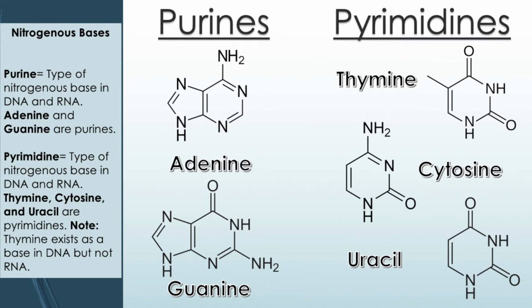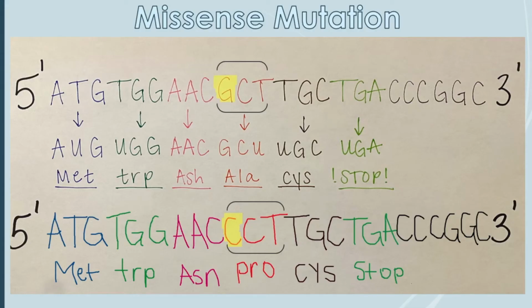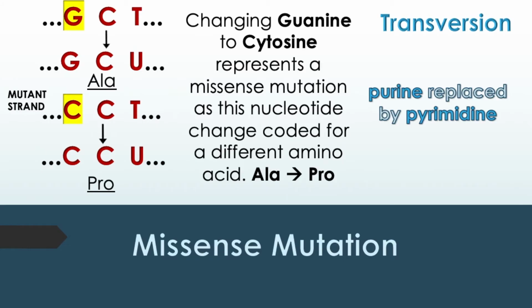Let's look at a missense mutation example. A missense mutation is a single point mutation in which a single nucleotide changes, and this results in a different coded amino acid. As we can see, the mutation took place in the 4th quadrant with the original codon GCT. By changing guanine to cytosine, this represents a missense mutation as a nucleotide change coded for a different amino acid, alanine to proline. Also, this is transversion as it showed a purine replaced by a pyrimidine.